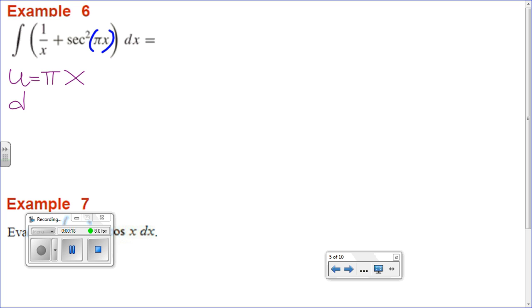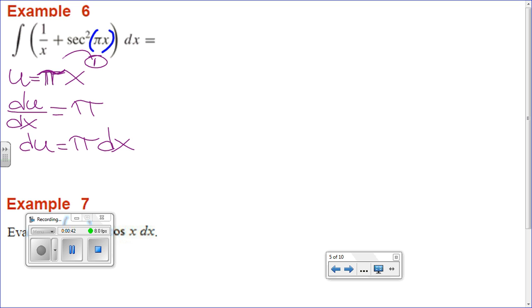And if I take the derivative of u with respect to x, it will be pi. Or we could use the other form, du equals pi times dx. And why is it pi? Because pi is the coefficient of x here. And so if we use the power rule, it will just be 1 times pi, and then we'll subtract 1 from the exponent. Are we okay with that part? Why is it just pi?